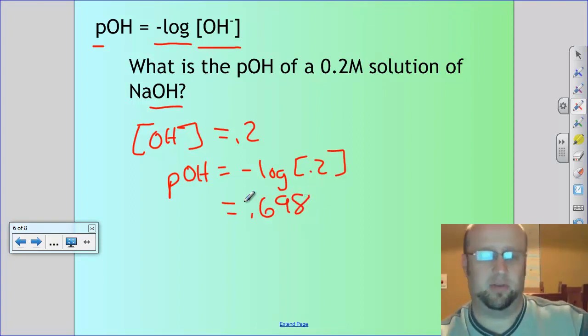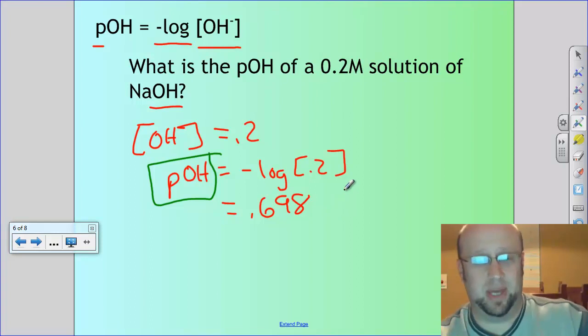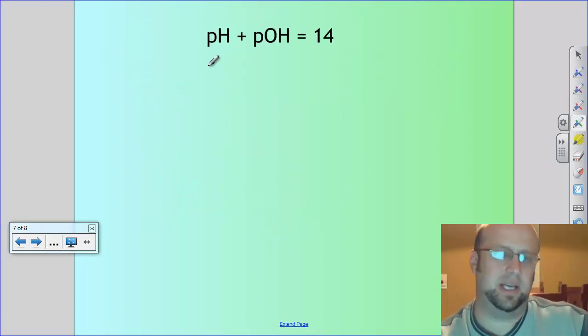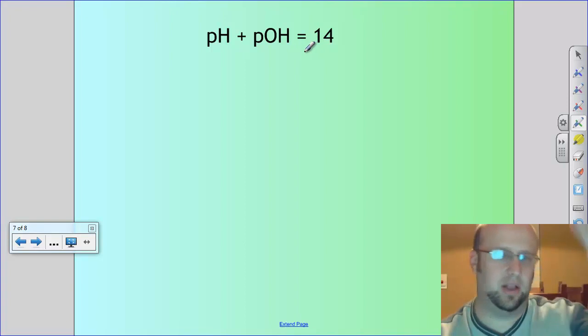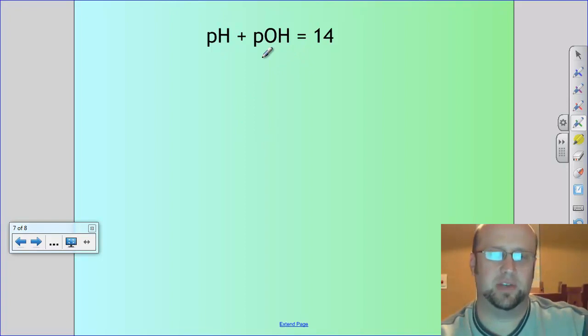Now, there's a little bit of a problem there because we don't ever talk about a pOH scale. We talk about the pH scale. So for this number to really mean anything, I kind of need to turn it into pH. So how do I do that? Well, this is how we take that number and turn it into pH. The pH plus the pOH are always going to equal 14, and that's why when we look at that scale at the beginning, it goes from 0 to 14. This is the reason why, because if we add our pOH to our pH, we're going to get 14.